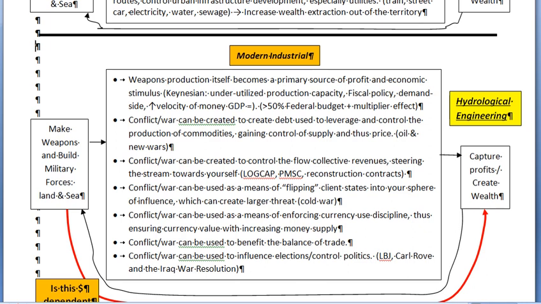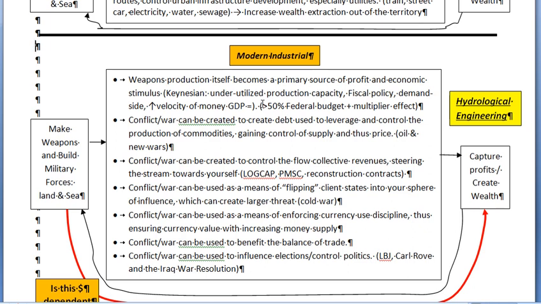Well, let's see, what's the best way of putting it? Let's take a nuclear weapon. You can't go to Walmart and buy a nuclear weapon, right? So it's going to decrease the amount of competition for production of that. And with decreased competition, you can better maximize profits. So that's one thing about military weapons. With increased sophistication, you have increased prices and increased profit margins. So weapons production itself becomes a primary source of profit and economic stimulus.